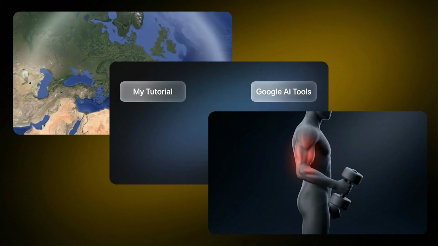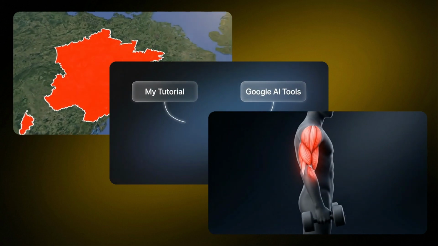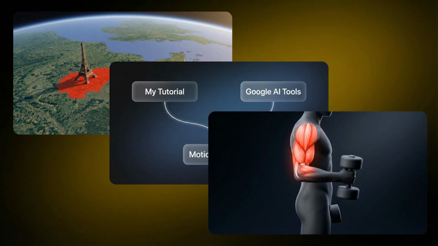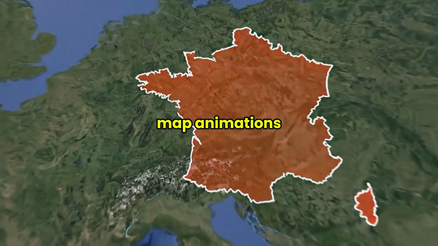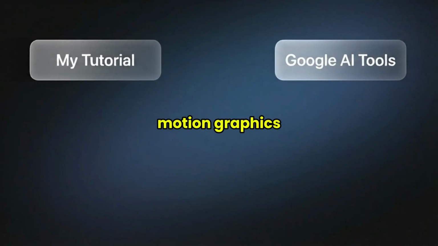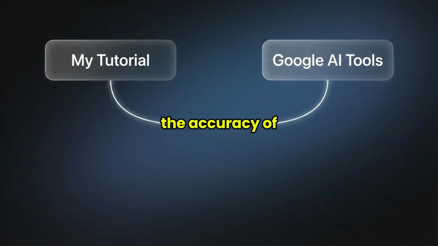These types of simple animations take hours if you do them manually. In this video, I'll show you step by step how you can create them using AI. First, we'll create map animations for any location in the world you want. Then we'll create motion graphics for editors with the accuracy of text.